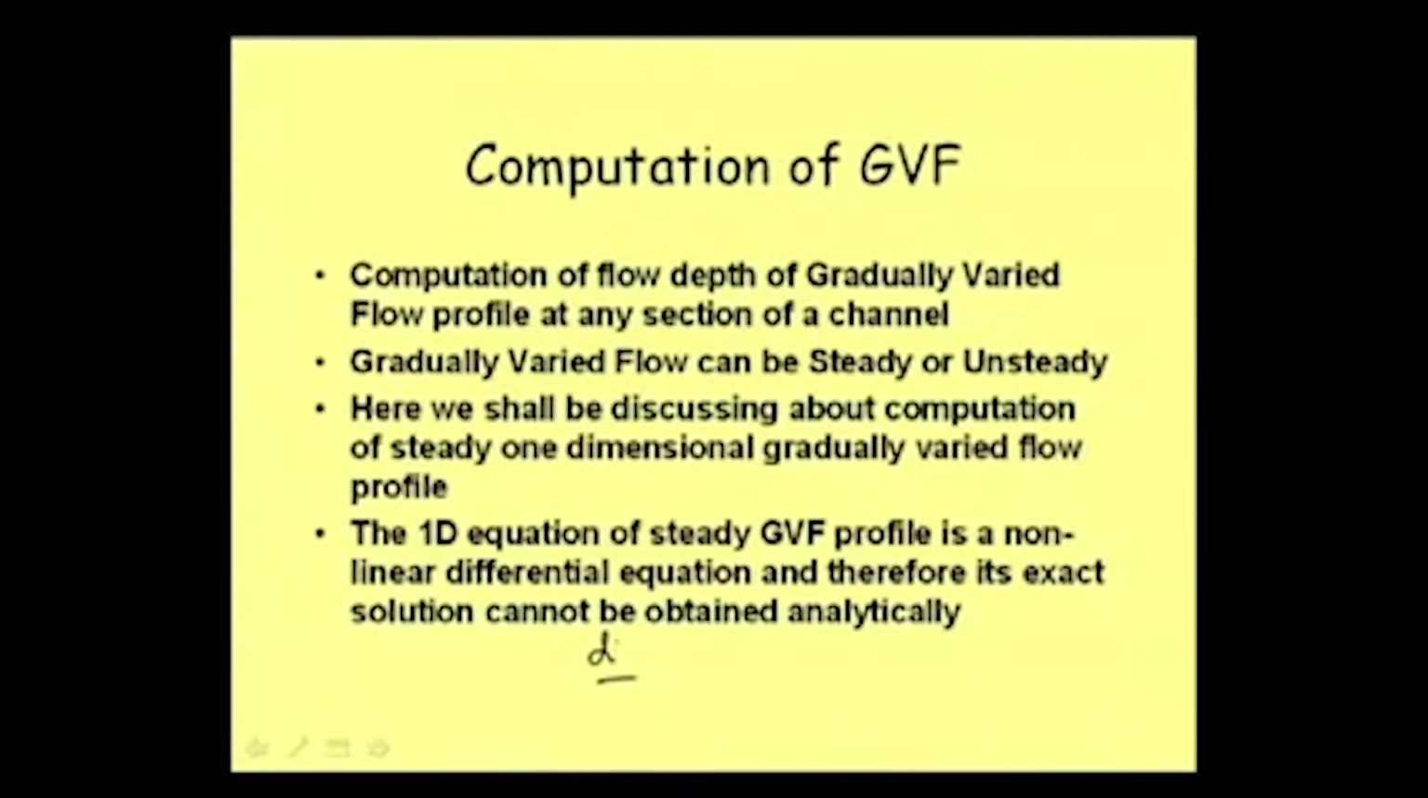So, we have already derived the one dimensional governing equation of gradually varied flow, and we will see how this equation can be solved. And when we refer to our earlier equation, if I just write it down here, it was like this: dy/dx is equal to (SB minus SF) divided by (1 minus Q squared T by g A cubed). So, this particular equation is of non-linear type.